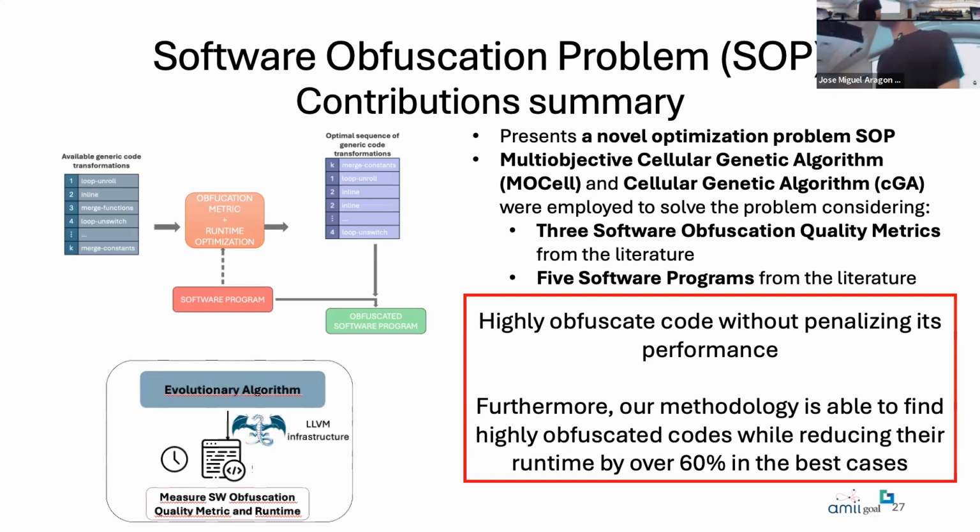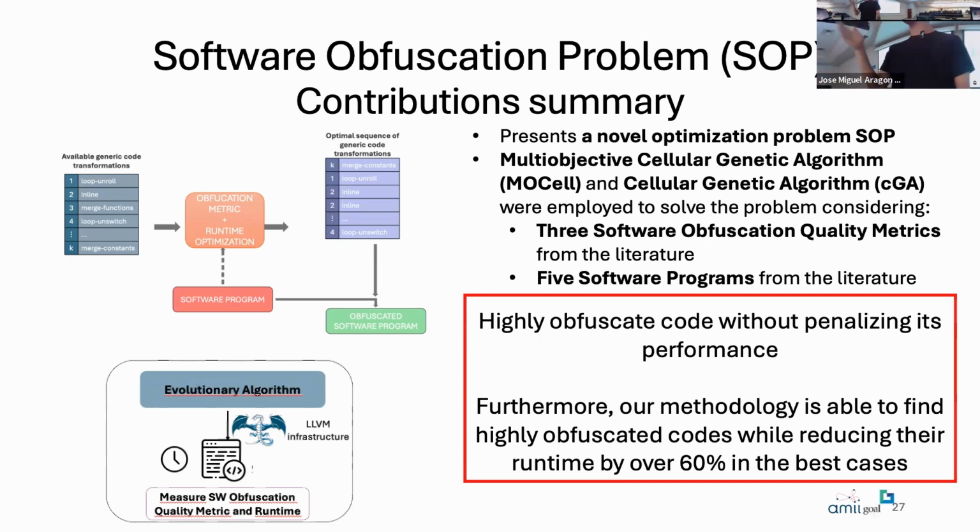Making a summary of the different contributions of this work, because we are going to mainly explain the results of the last work. We have presented this novel optimization problem. We have applied a multi-objective cellular genetic algorithm for the multi-objective definition, and a cellular genetic algorithm for the single objective definition. We have obfuscated 5 software programs of the literature, considering 3 different obfuscation quality metrics.